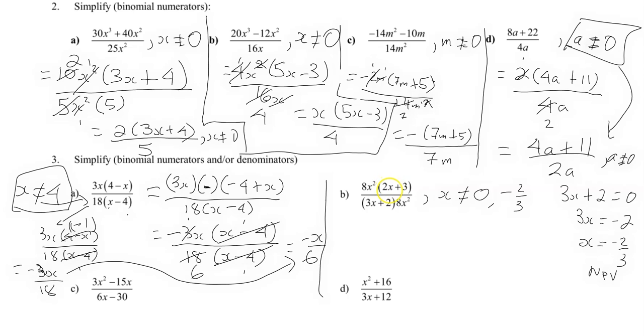Okay, are these the same? 2x plus 3 and 3x plus 2. So I have a 2x, but here I have a 3x. I got a plus 3, here I got a 2. And we could say, no, they're not the same, right? It's not like opposite signs or anything. It's just the numbers are opposite.